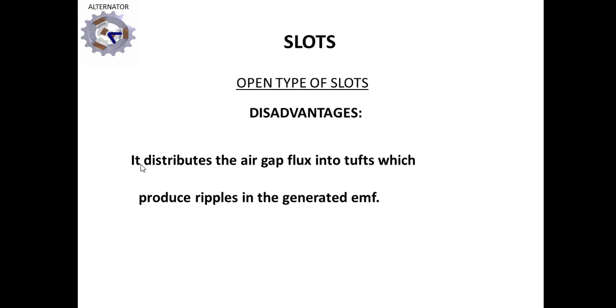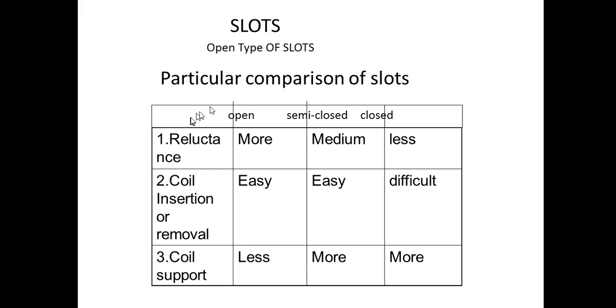Open slots disturb the air gap flux into tooth ripples, producing ripples in the generated EMF. Here is the comparison between open type, semi-closed type, and closed type. Reluctance is more for the open type, medium for the semi-closed type, and less for the closed type. Coil insertion and removal is easy for the open type and the semi-closed type, and difficult for the closed type, while replacing the field coil winding. Coil support is less for the open type and more for the semi-closed and closed types.